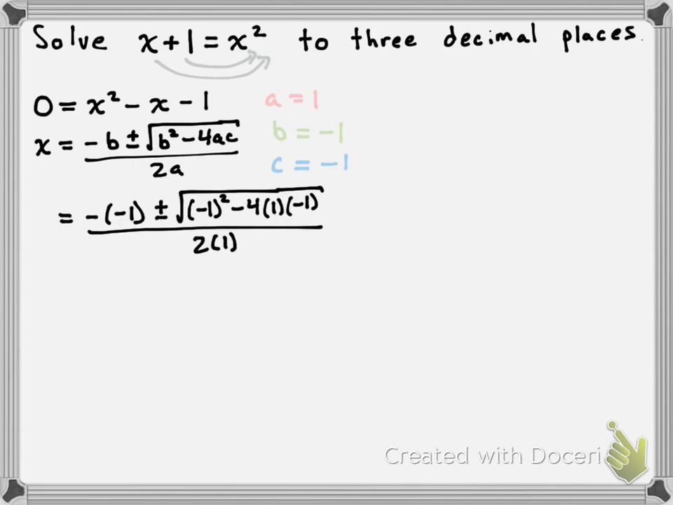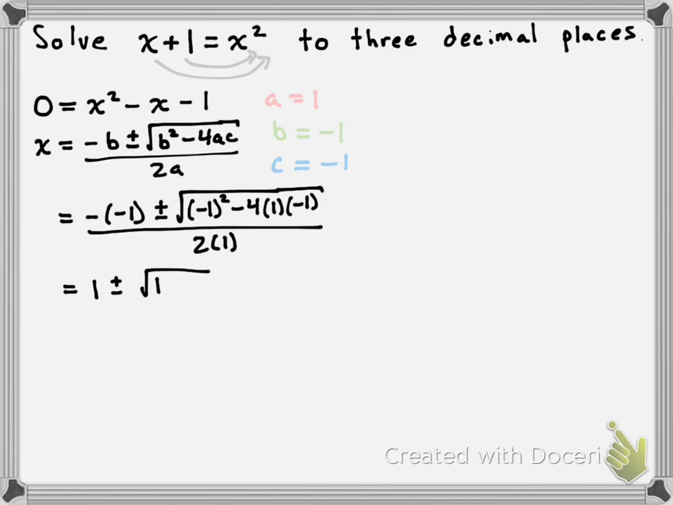Okay, so now we have to evaluate this, now that we've subbed everything in. Let's start with the negative of negative 1, which is positive 1. Then we're going to have plus or minus the square root of. And once again, underneath the square root, I really recommend separating it into 2 pieces. I recommend squaring the b value and then multiplying the negative 4 with the a and the c values. So let's start by squaring the b value. Well, negative 1 squared is going to be positive 1.